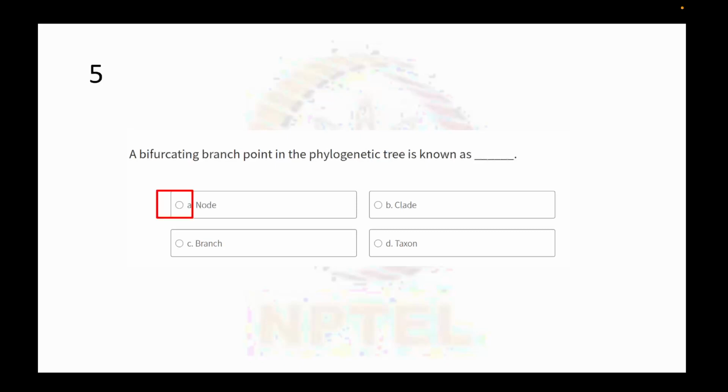So nodes represent the hypothetical ancestors or common ancestors of the organisms or the sequences being studied. Each node represents a point in evolutionary history where a lineage diverges into separate branches. Nodes are usually depicted as points where branches split. So that is a bifurcating branch point. A split is called a node.